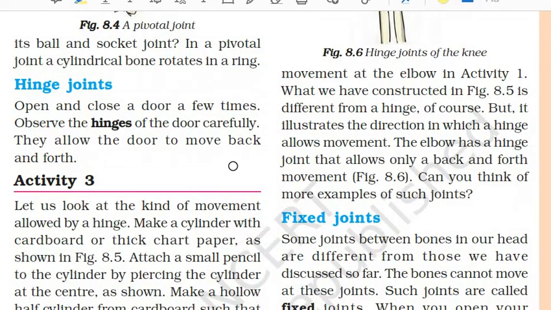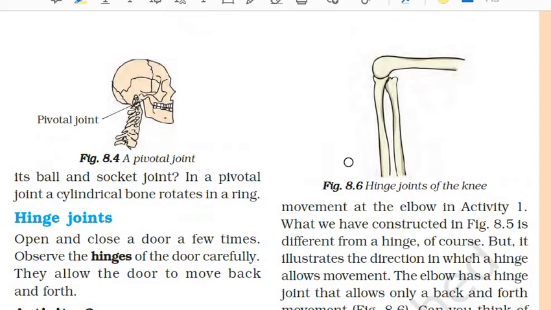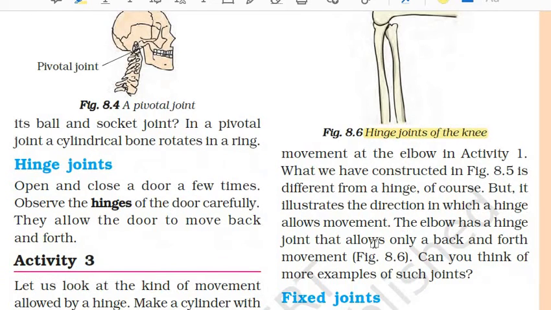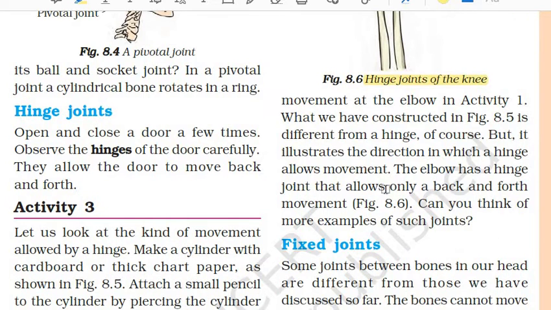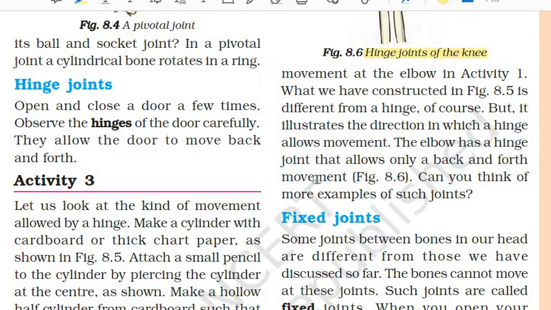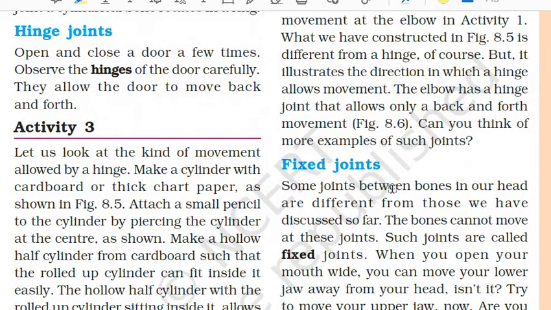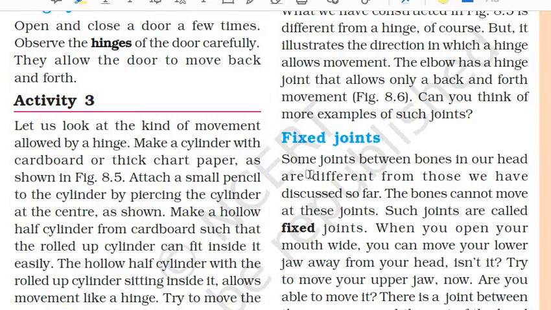Now try to recall what type of this kind of movement there is in our body. So obviously the hinge joints of the knees, right, is one such example in our body. The illustration shows the directions in which the hinges allow movement. The elbow has a hinge joint that allows only a back and forth movement. Can you think of other examples of such a thing?